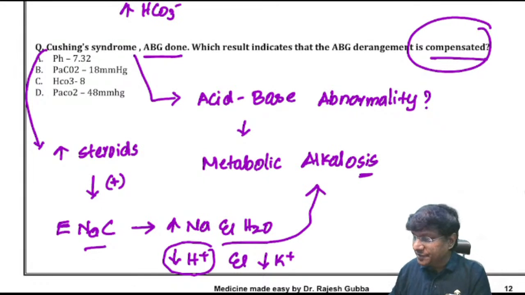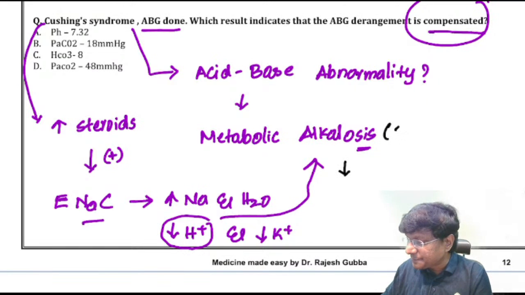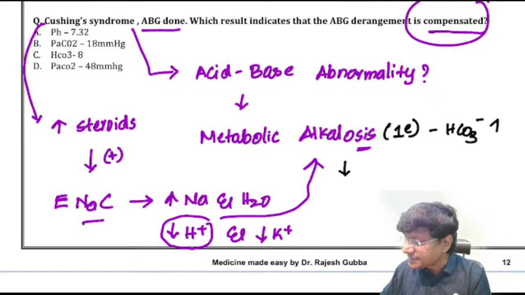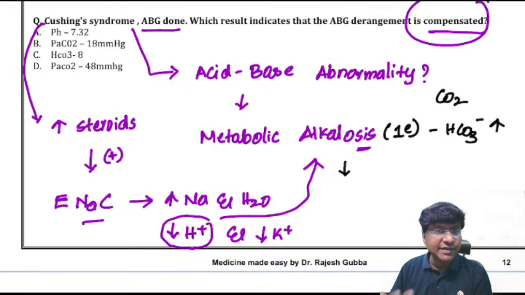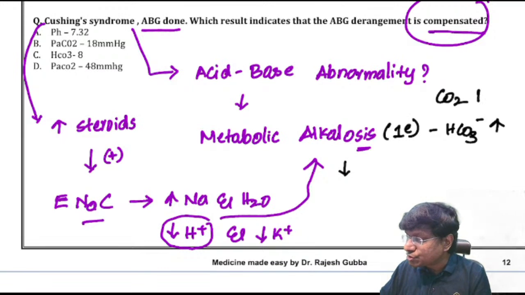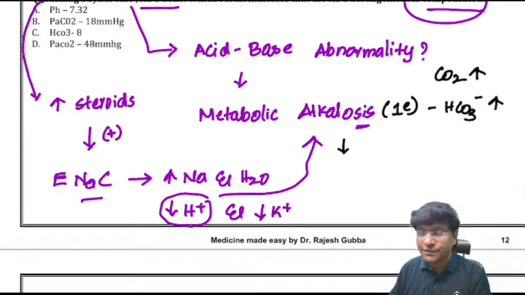Now, the point you have to understand here is that when there is metabolic alkalosis as a primary event, what is happening to your bicarbonate value? The bicarbonate value is increasing. So when bicarbonate increases, what should happen to your carbon dioxide value for compensation? Your carbon dioxide value also should increase as a part of the compensation, because if you take my first part of the ABG analysis, what did I tell you?